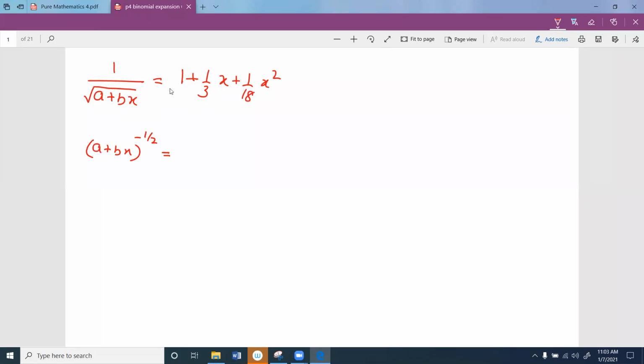If I apply the binomial expansion, this first value should be 1. Therefore, I have to take a out. If I take a out, you can say this is 1 plus b over a x, all to the power half. So this is a to the power half times (1 plus b over a x) to the power half. Hope you can understand how I get it. Up to this section, if it is not clear, please ask.